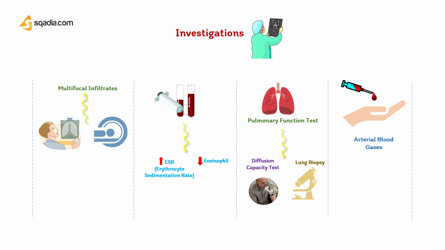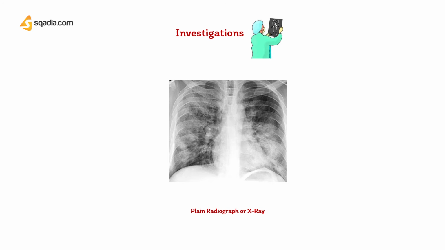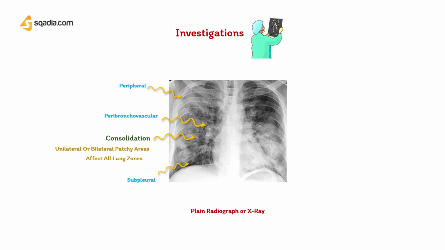Now let's move on to the radiographic features. First of all, for a plain radiograph, you'll be looking for consolidations. They can be unilateral or bilateral patchy areas, the commonest finding in such patients, and they are often migratory in nature. As you'll observe, it can affect all the lung zones, usually peripheral, subpleural, or peribronchovascular.